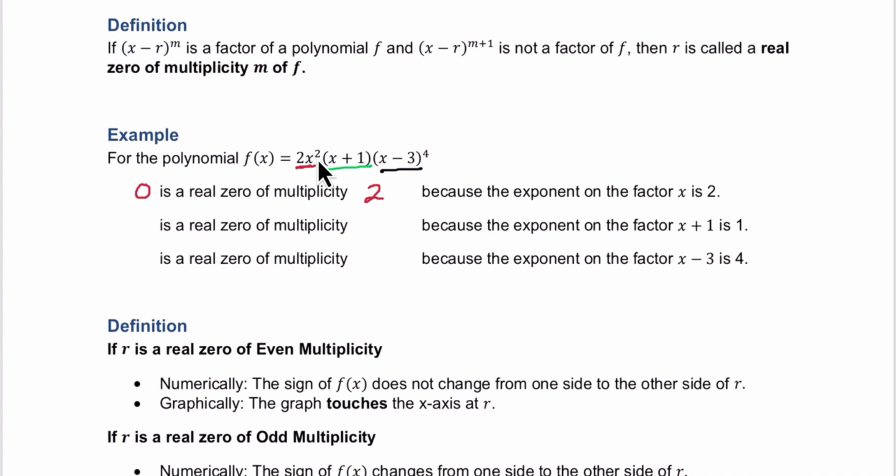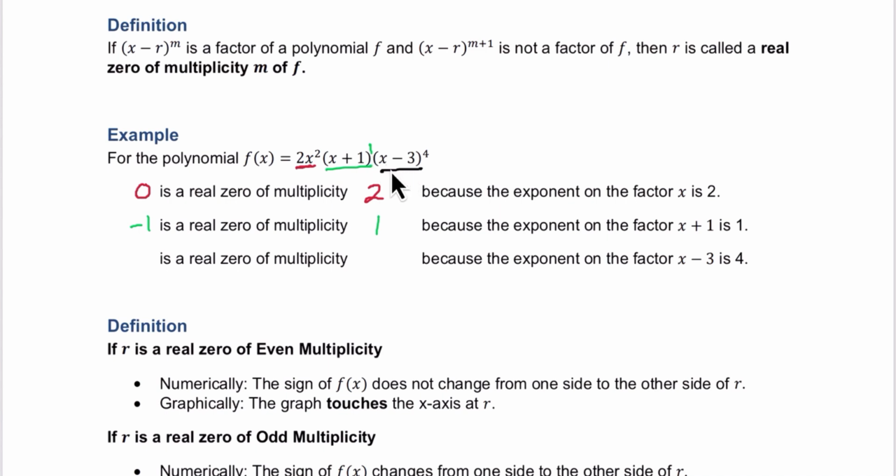The next 0 or x-intercept will be found here. If we set this factor equal to 0 and solve, we would get that −1 is a 0 or x-intercept. Its multiplicity is indicated by the power. We don't see a power here. It's understood to be 1. So it has a multiplicity of 1.